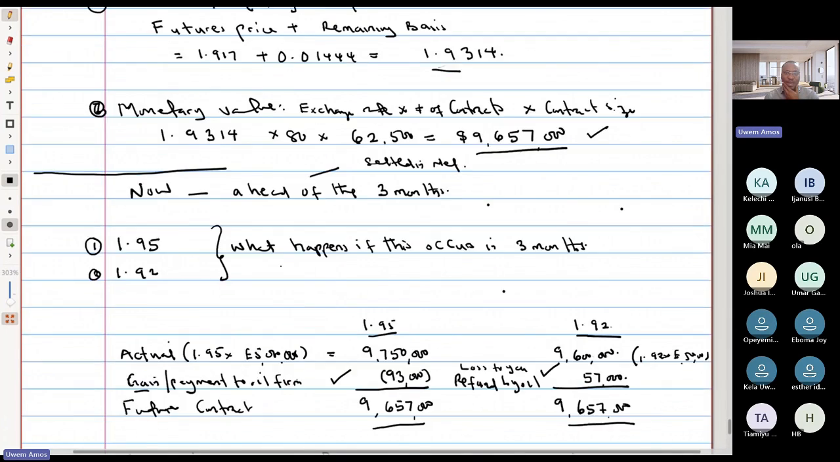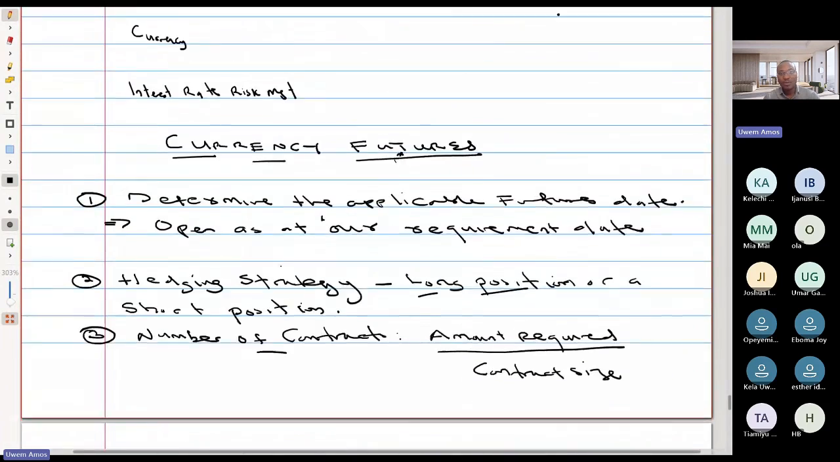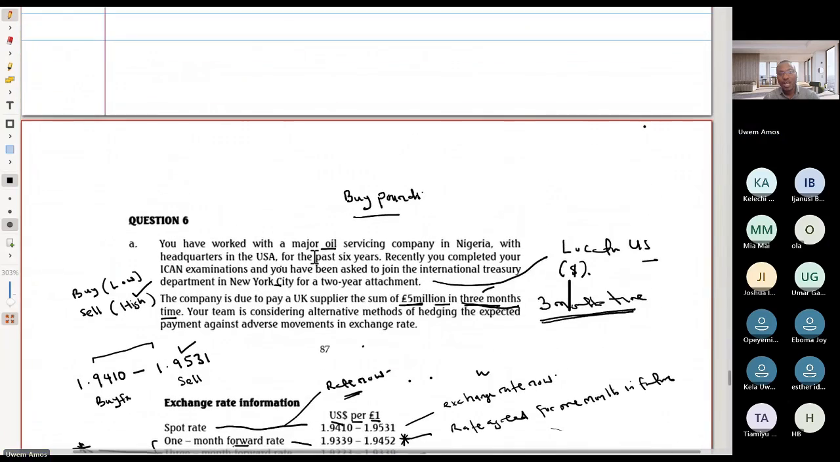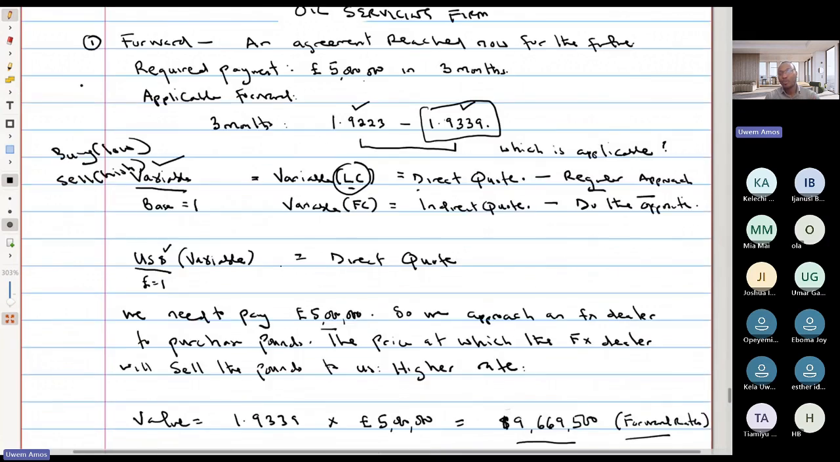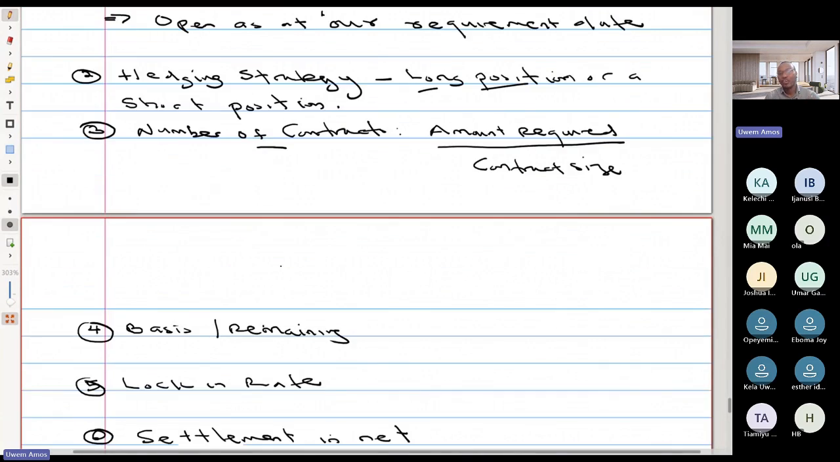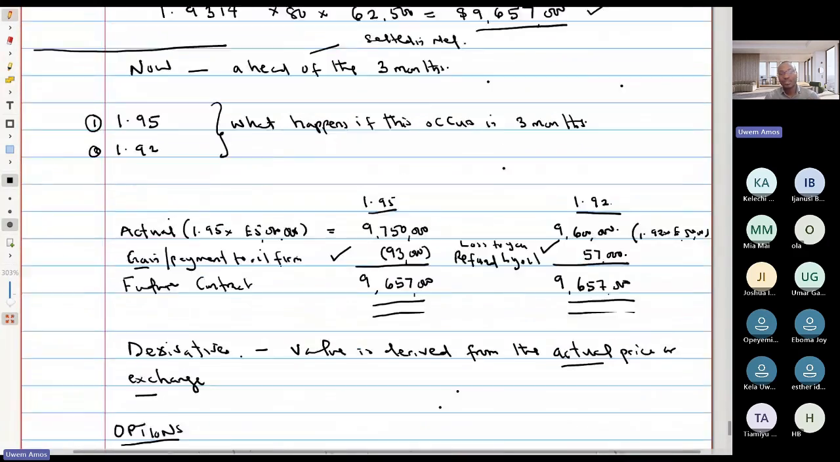So we're a US firm and we need to pay a UK supplier £5 million. So what do you think we need to do? As a US guy that has dollars, we need pounds. What do we need to do? We need to buy pounds. And the right to buy something is called a call option. So the right strategy would be a call option, because we need pounds to make that payment, and we need to buy pounds because we are a US company. We don't have pounds. It's not our currency, so we need to buy pounds.